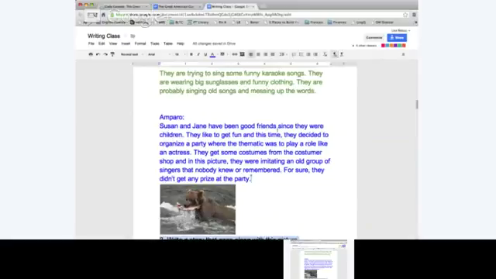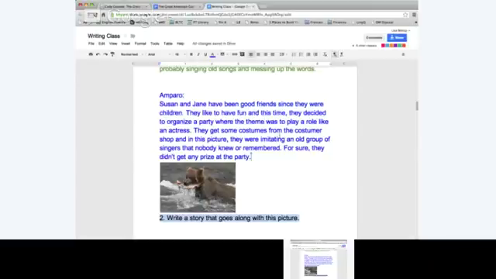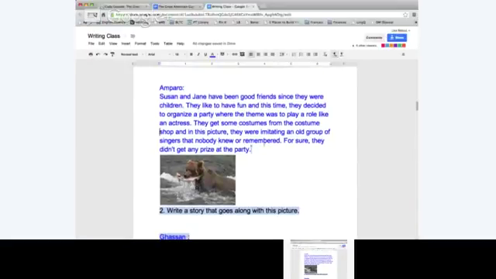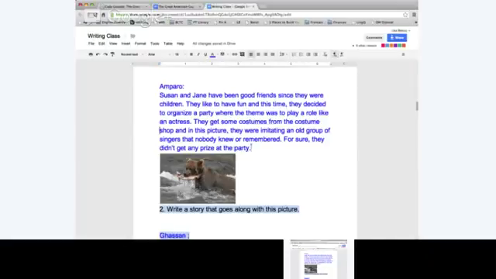But Susan and Jane have been good friends since they were children. They like to have fun, and this time they decided to organize a party where the theme was to play a role like an actress. They got some costumes from the costume shop, and in this picture they are imitating an old group of singers that nobody knew or remembered. For sure, they didn't get any prize at the party.